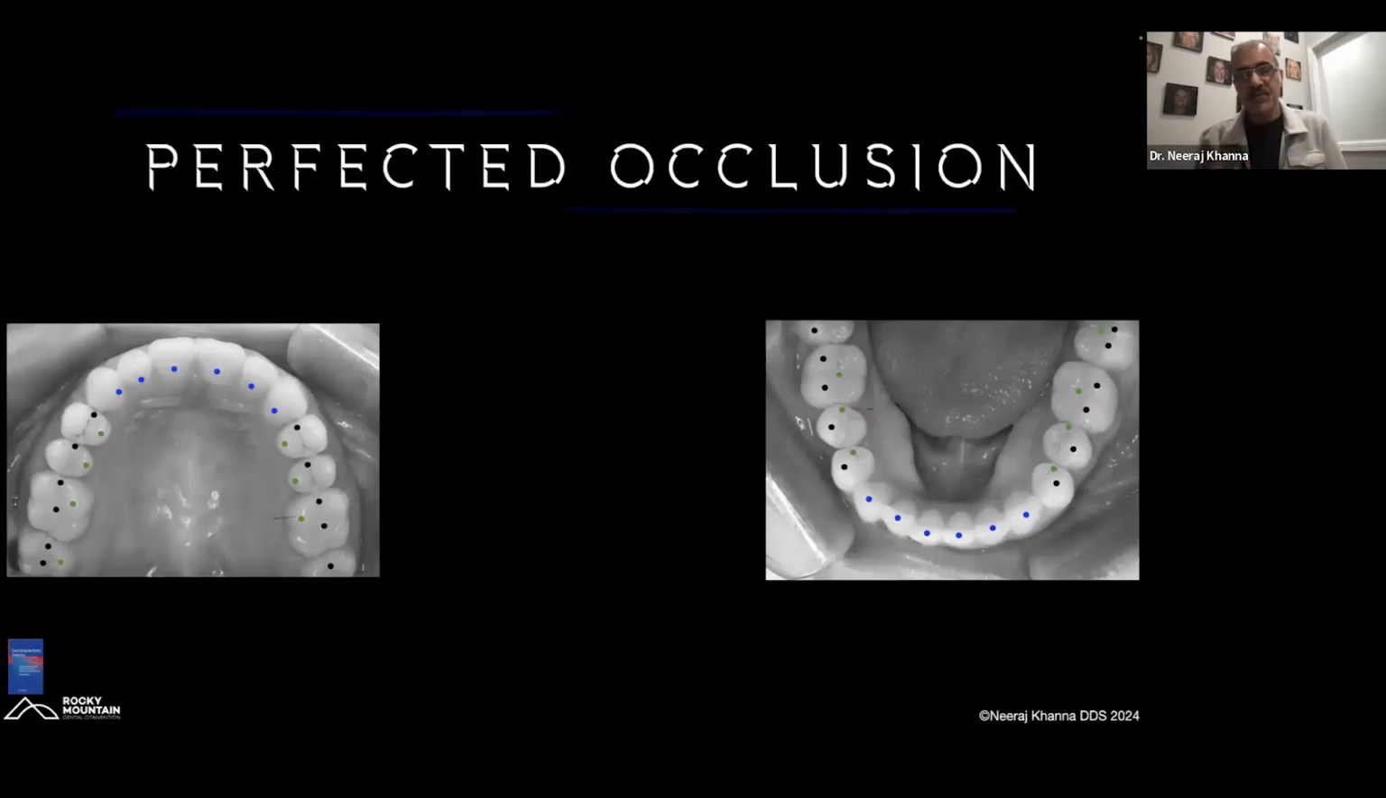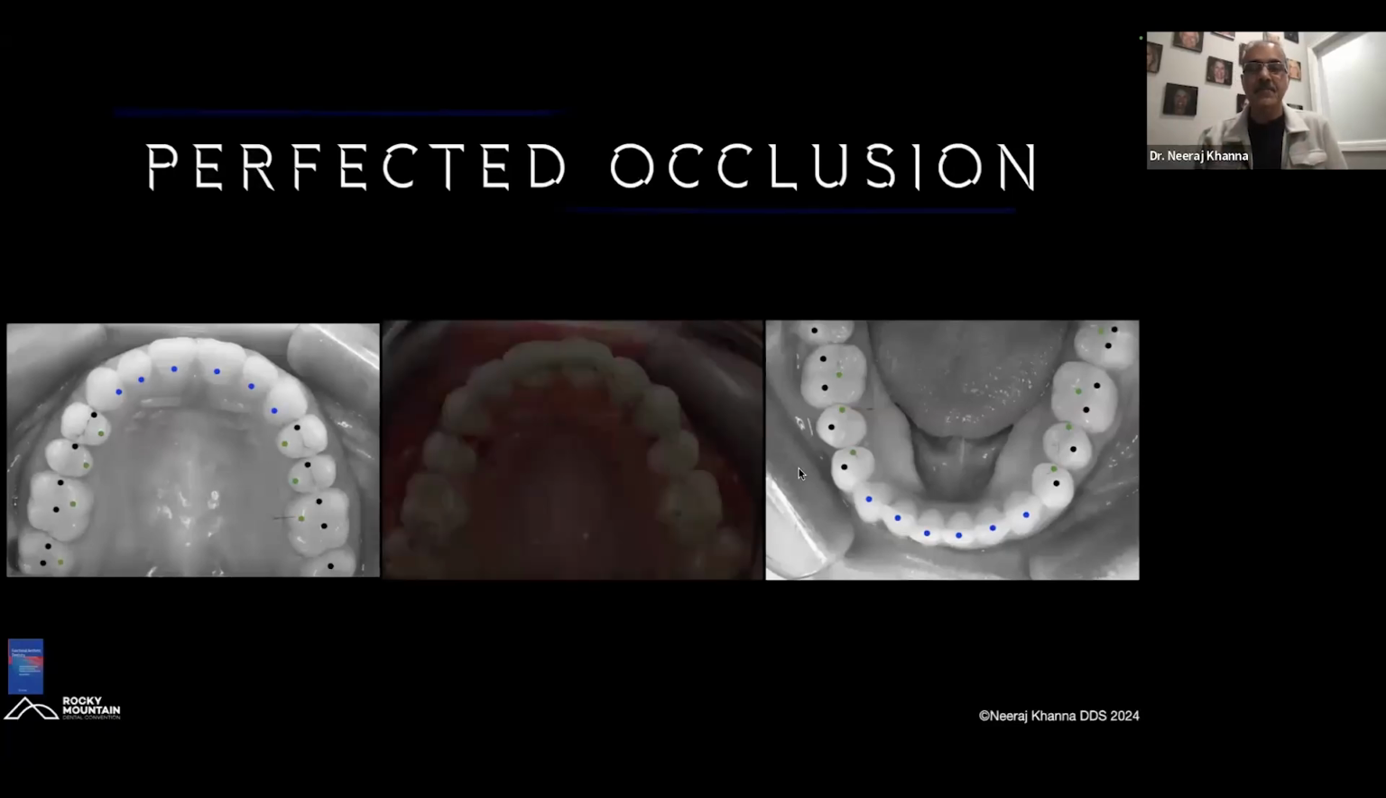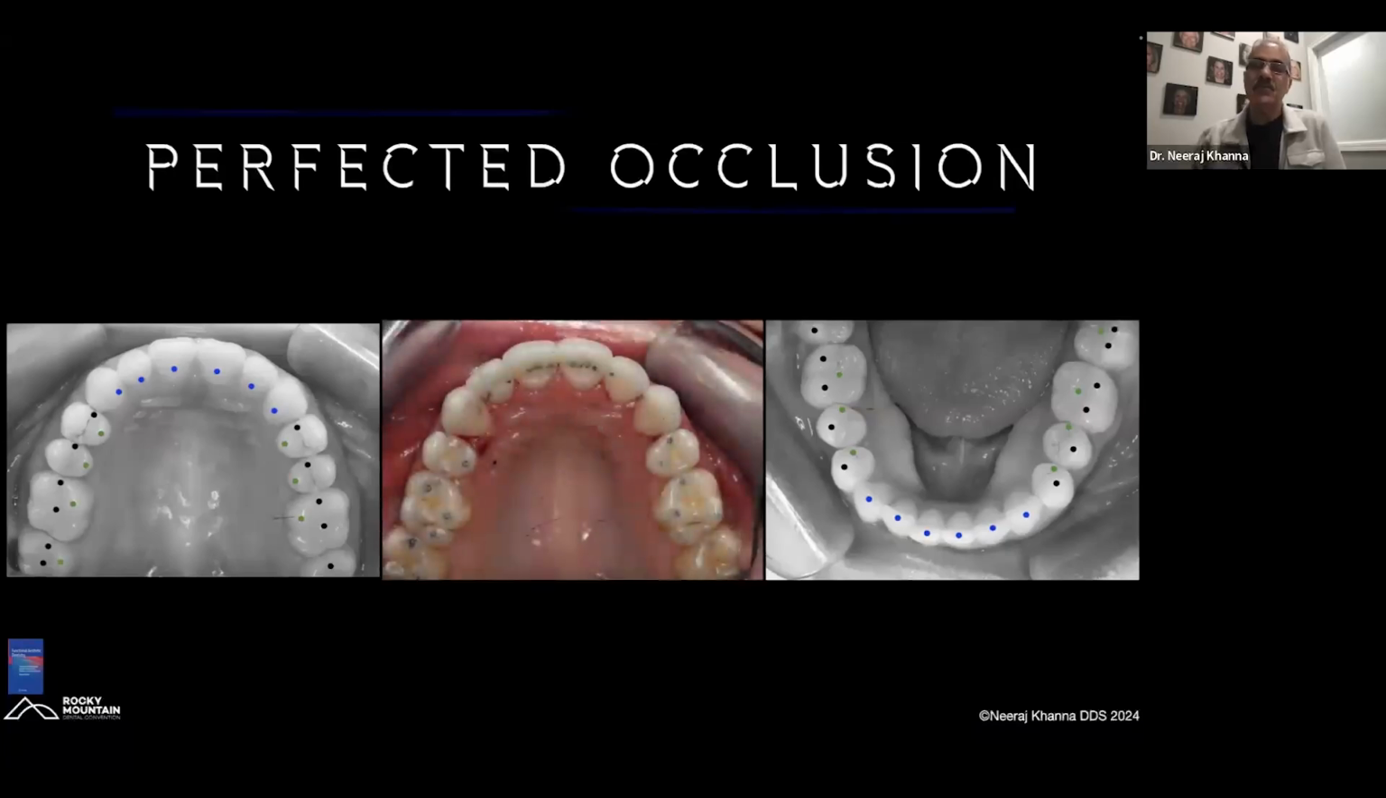We can put dots where we believe they belong. But in the real world, this is what it looks like. And you can get the dots as close as you can. But my advice to you all is that when you're trying to dial in someone's occlusion, try to make the landing places in a predictable flat area, cusp to fossa, and that's the goal.